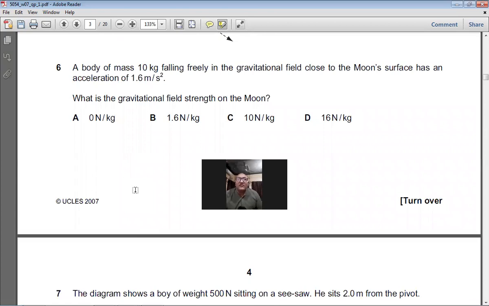A body of mass 10 kg falling freely in the gravitational field close to the moon's surface has an acceleration of 1.6 meter per second square. What is the gravitational field strength on the moon?